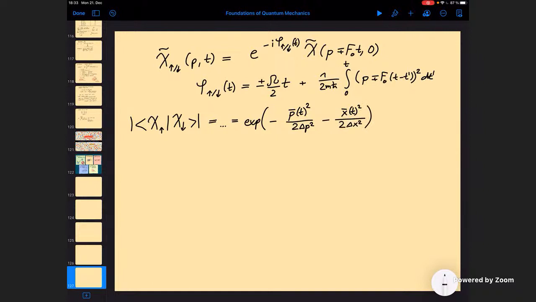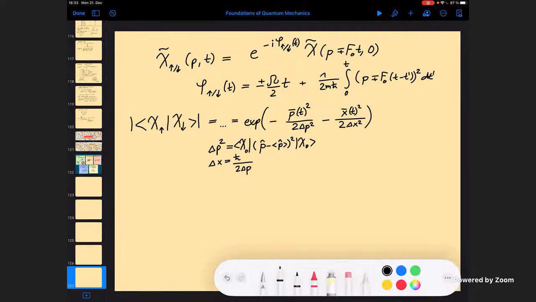Now, what is this delta P? Is the spread in momentum of the original wave packet. So spread is always the expectation value of the deviation from the average. Okay, so that would be delta P squared. And delta X is just the corresponding uncertainty. So here I'm now already assuming, I forgot to mention that, I'm sorry.